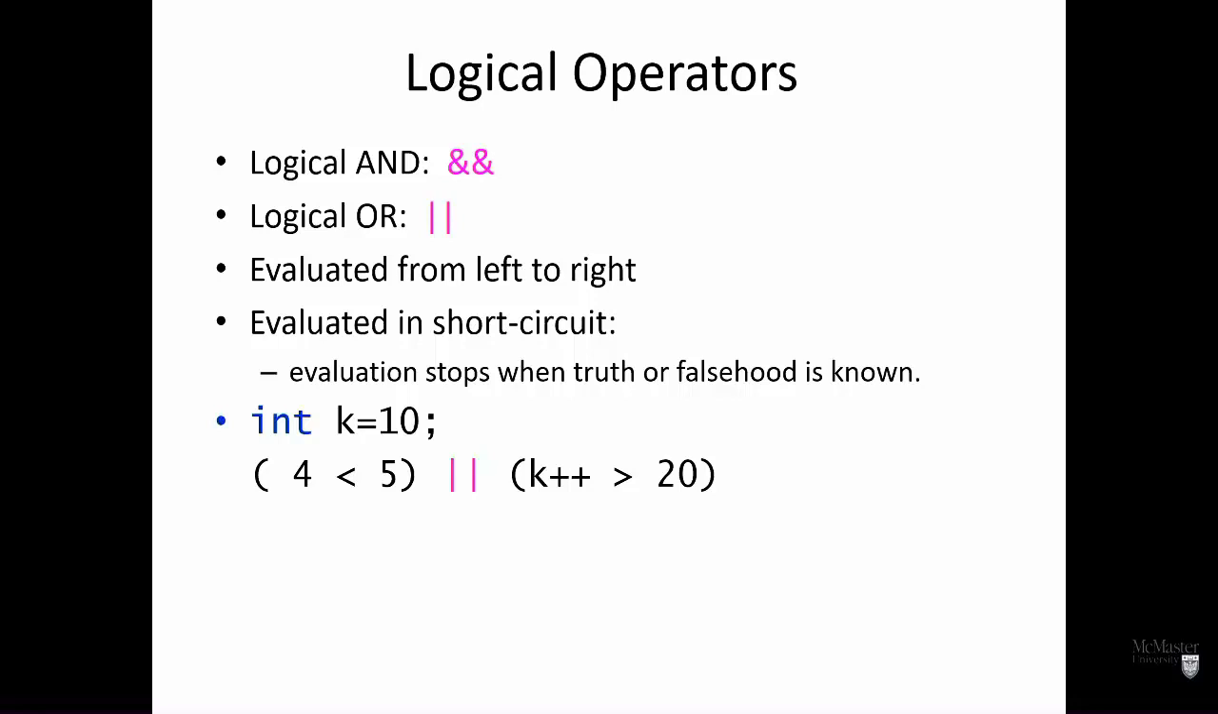Here you are checking whether k++ is larger than 20 and then 4 is less than 5. What happens in the compiler is you start from the left side and calculate your expression. Is 4 less than 5? Always true. And this is an OR expression. So the compiler will move step by step. I got a true, and then I'm doing an OR.